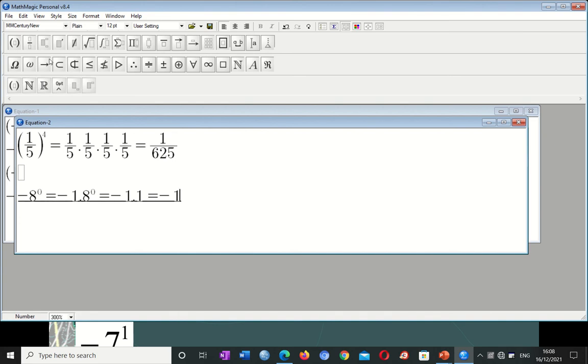It's a bit tricky though. Any base to the power of 0, yes, any base, is 1. I'm doing the same thing here, but it's minus 1 multiplied by anything. So that's different.